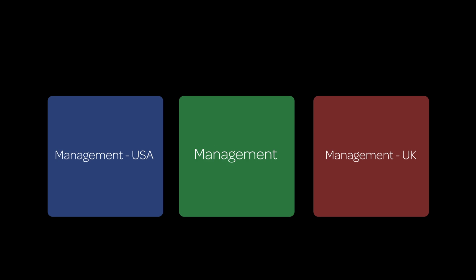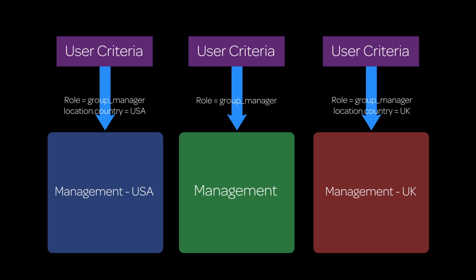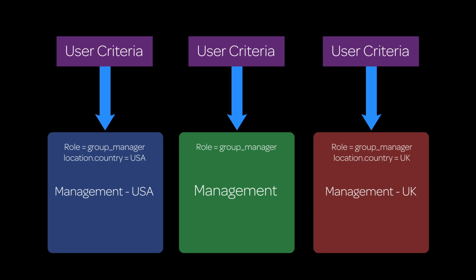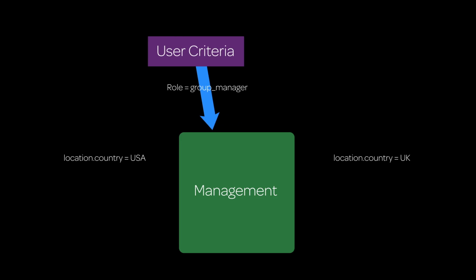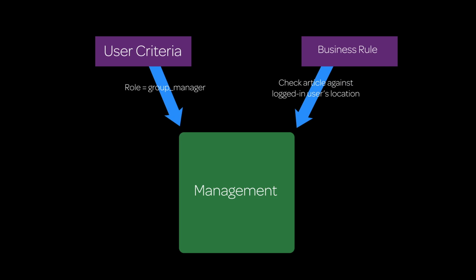Another scenario is if your ACL rules restrict access in a way that's too complex to implement by user criteria alone. For example, we don't want to separate our management content into multiple KBs to restrict access by location. Instead, we want a single management knowledge base. We can restrict the role to group managers with user criteria. And we'll use a before query business rule to check the article being accessed against the logged-in user's location.